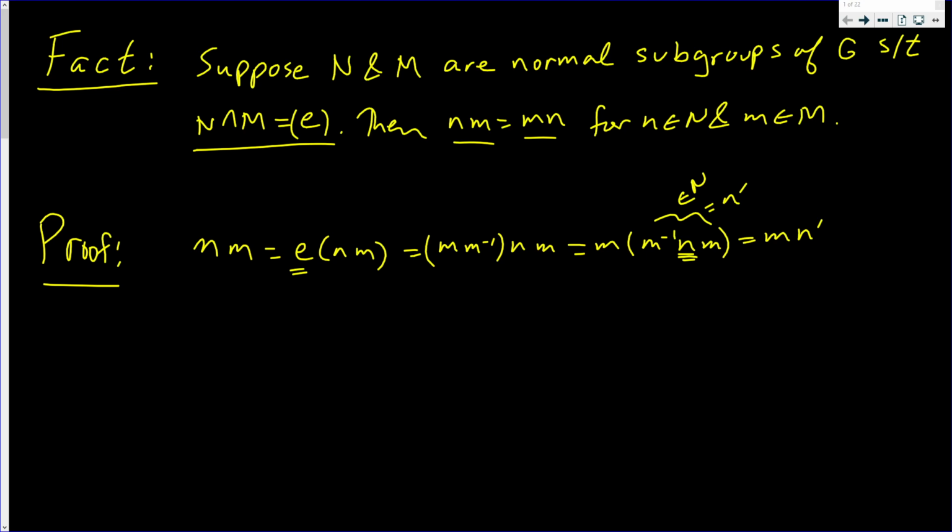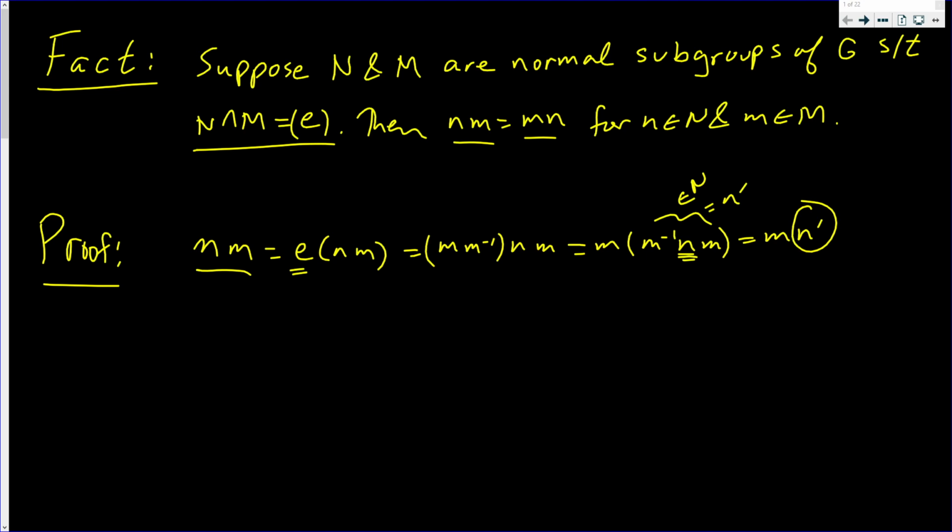Okay, so we have pretty much what I stated at the beginning of this video. nm is m times a different n. Now I want to show that if the intersection is just the identity element, or just contains the identity element, then this element here is in fact n.